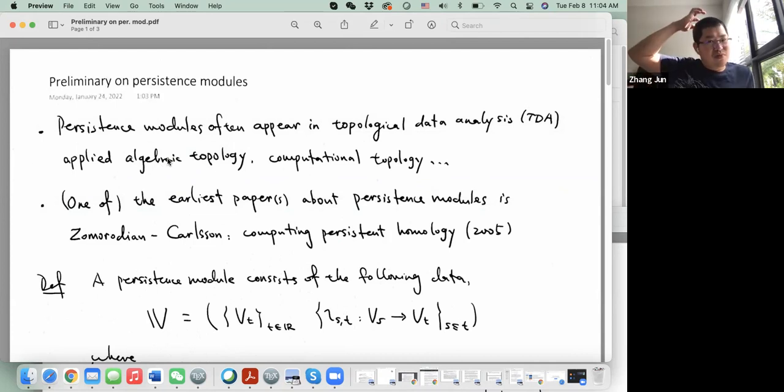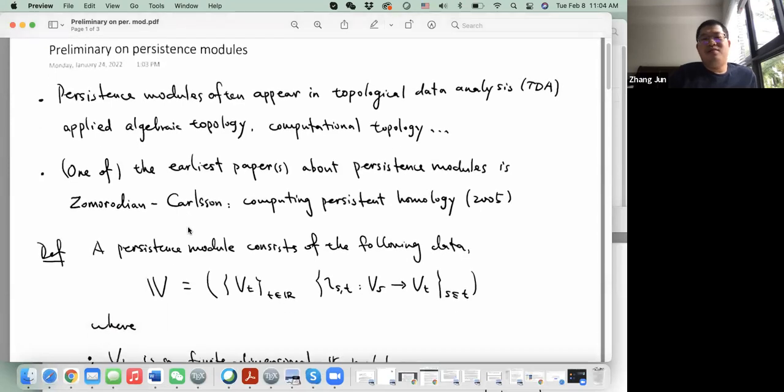The persistent module structure often appears in a subject called topological data analysis. You will often see this as TDA, and also applied to algebraic topology or computational topology. One of the earliest papers about persistent modules is from Zomorodian and Carlsson, called Computing Persistent Homology, in 2005. It's been a while. And Carlsson is widely regarded as a founding father of this theory.